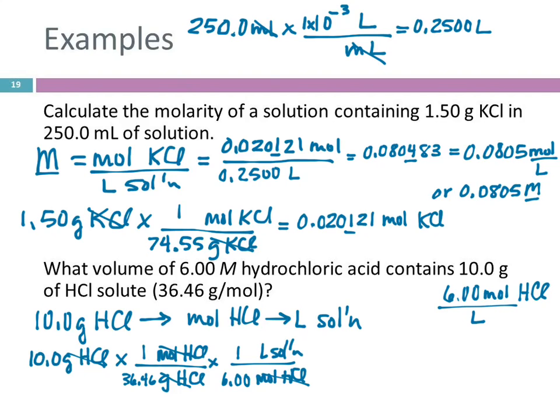Now we just go across left to right. 10 divided by 36.46 divided by 6 equals. And this should have 3 significant figures. 0.0457. What unit is left standing? Liters. And that's our answer. Any questions?